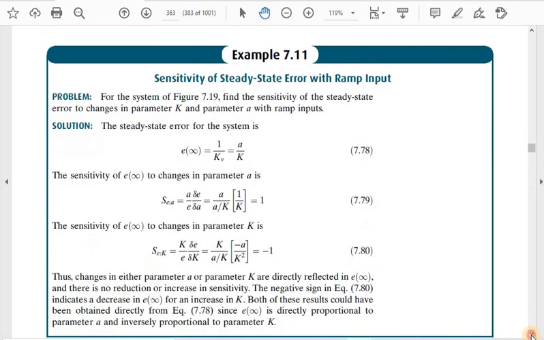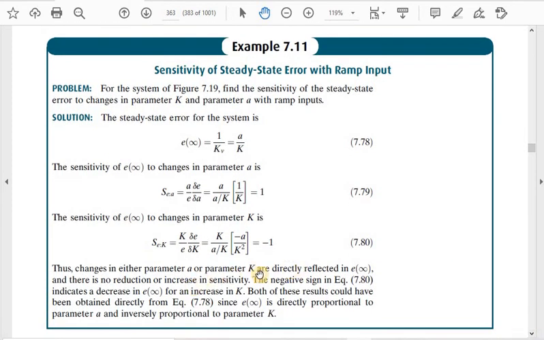So thus the change in either parameter a or parameter k is directly reflected in the error, and there is no reduction or increase in sensitivity. The negative sign that comes up here, what does this mean? This indicates a decrease in error for an increase in k. Both of these results would have been obtained directly from equation 7.8.